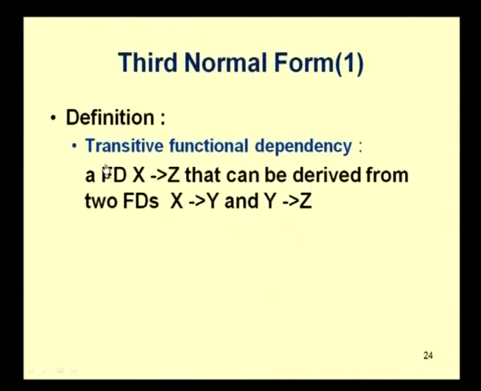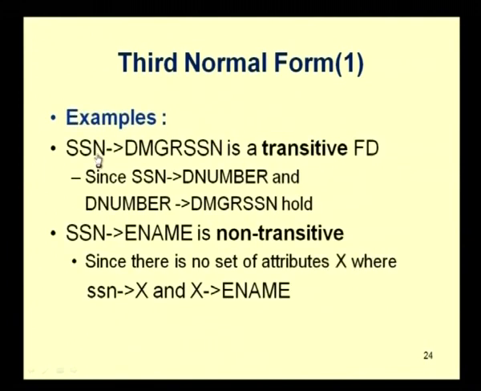Now let us go to third normal form. Remember the transitive functional dependency: X goes to Z can be derived from X goes to Y and Y goes to Z, we have already seen this. Now suppose SSN determines the department manager SSN, it is a transitive FD because SSN determines D number and D number determines the manager. So SSN determines E name is non-transitive since there is no set of attributes X where SSN goes to X and X goes to E name.